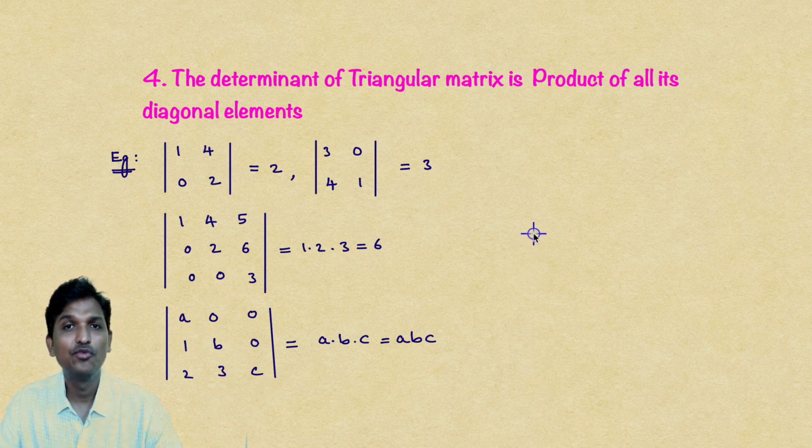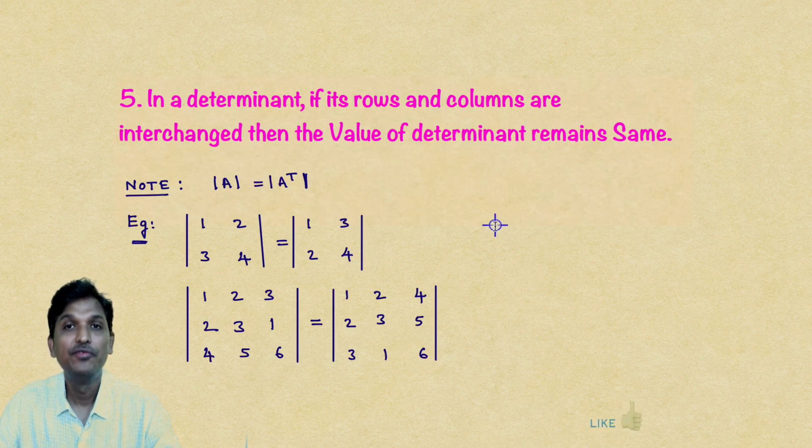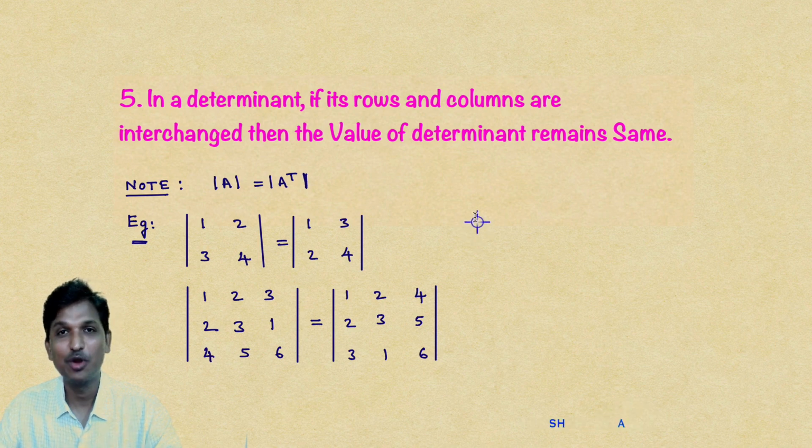So you learned the fourth property. What is the fourth property? The determinant of a triangular matrix is the product of all its diagonal elements. Now we'll move to the fifth property. Fifth property, an interesting property. In a determinant, if its rows and columns are interchanged, then the value of the determinant remains the same.